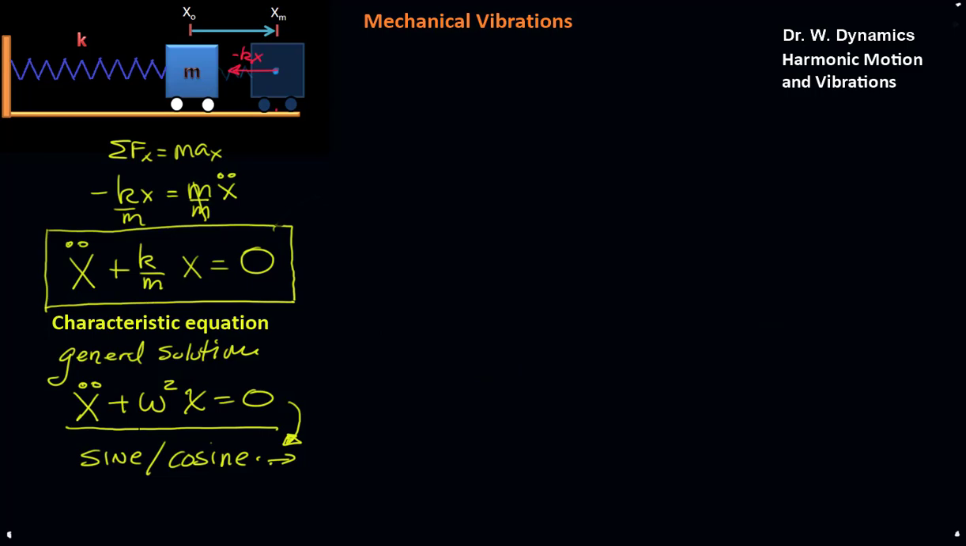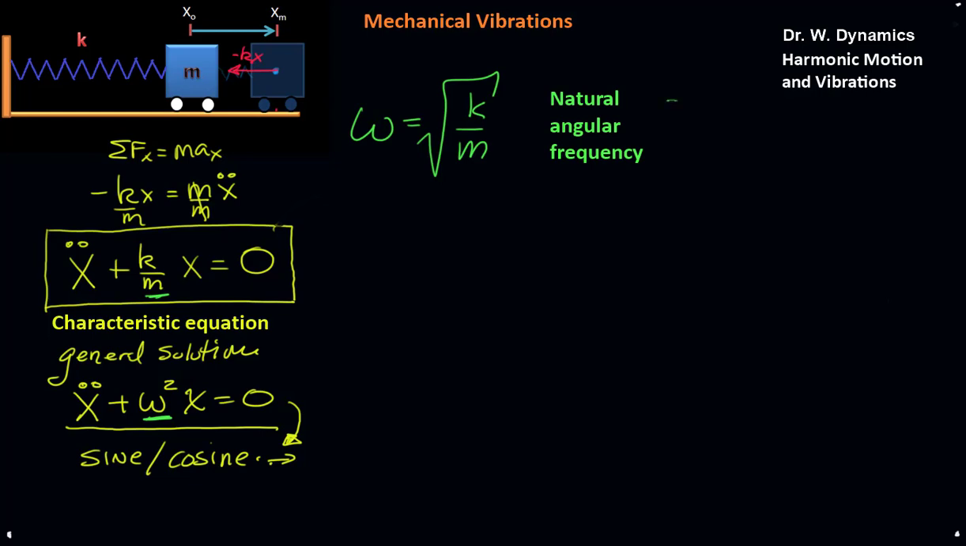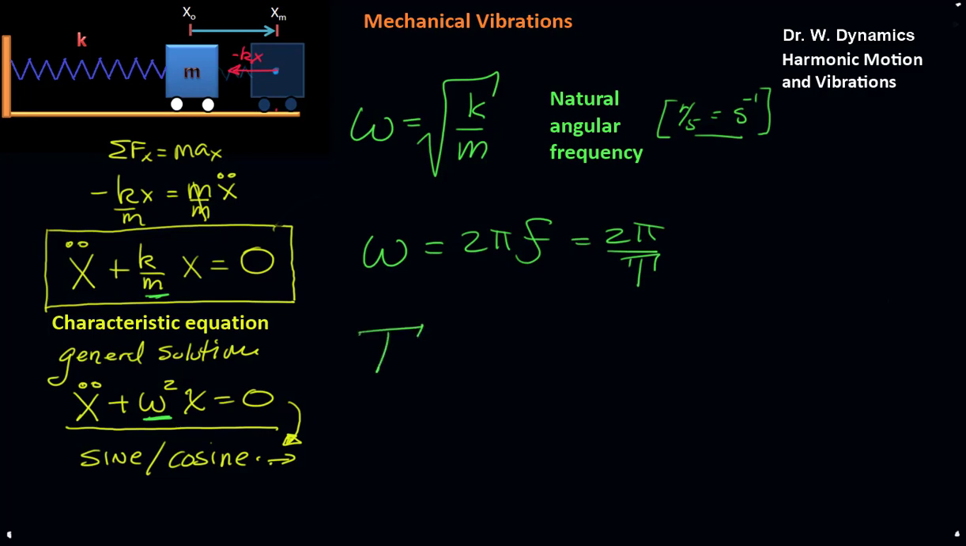Something else that's important is that we recognize that omega is the square root of k on m. We call that the natural angular frequency, and it has units of radians per second, or really just cycles per second, which is seconds to the minus 1, or hertz. And we know from our studies with spring systems that omega is equal to 2 pi f, which is 2 pi on the period. So from that we can get the period of oscillation as 2 pi on omega, or 2 pi square root of m on k.